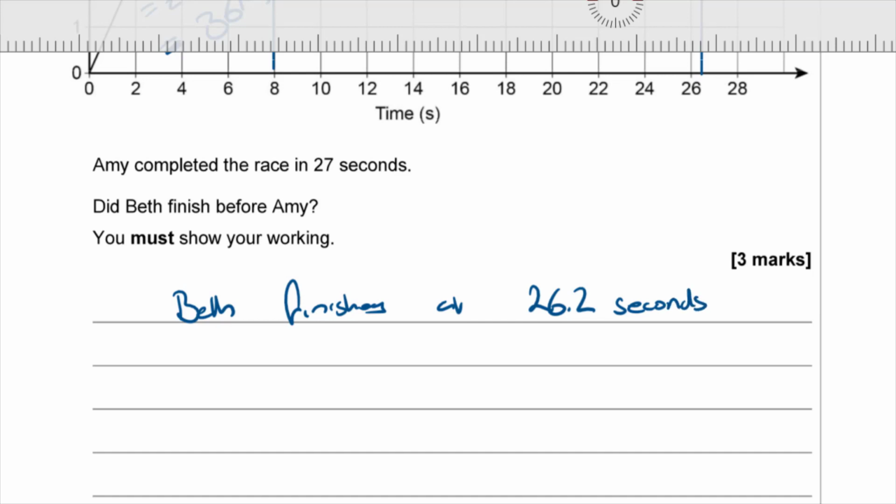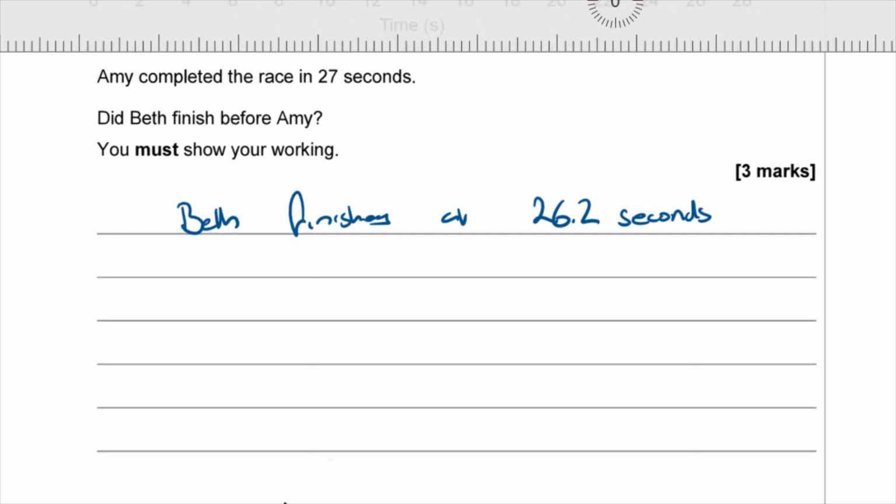So did she beat Amy? Of course she did. She was 0.8 seconds quicker. So she does finish before Amy. Go Beth.